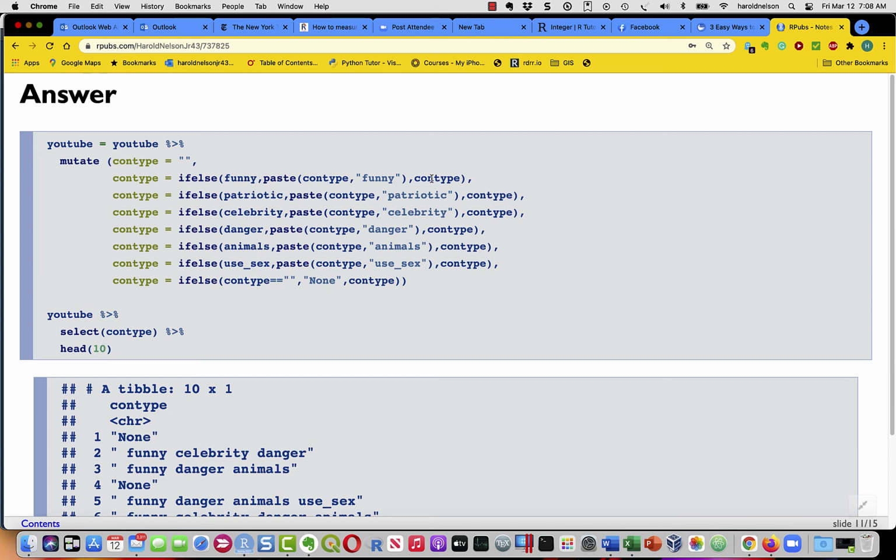Okay? So when you get finished with this, all of the ads for which the logical variable funny was true will have the string funny added to the consolidated type string. And then you do the same thing with patriotic, celebrity, danger, animals, news, sex. And finally, if you have an ad which didn't contain any of the above, if the contype, when you're done with everything above, is still just the empty string, then you make the consolidated type none. Okay?